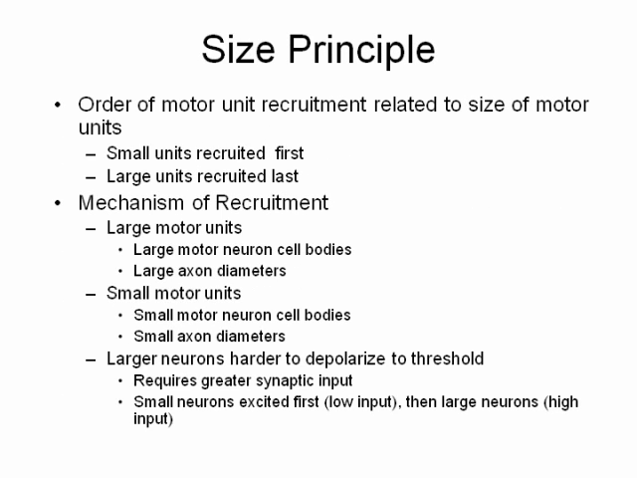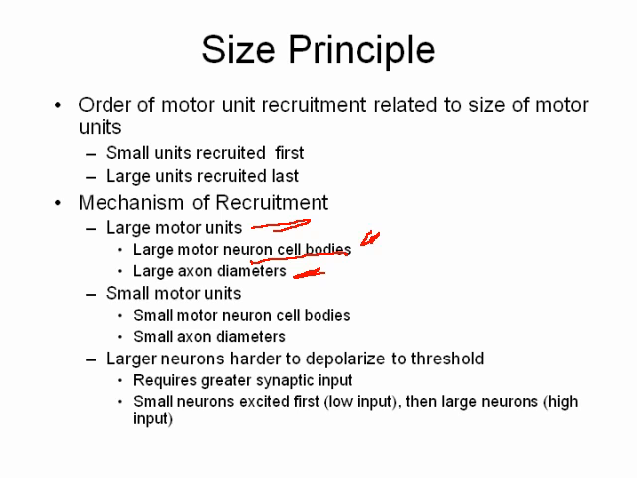This leads us to the concept of the size principle, that recruitment occurs over time. And the order of recruitment, that is when one motor unit is recruited, occurs in a fairly predictable manner. It is related to the size of the motor units. Small units generally are recruited first, whereas large units are recruited last. The mechanism of recruitment: a large motor unit has a large motor neuronal cell body with large axon diameters.